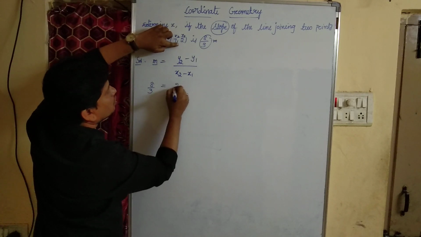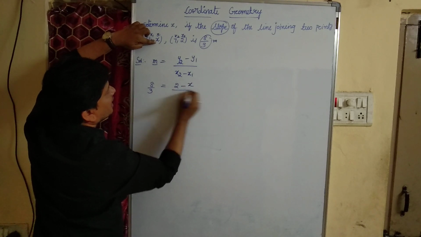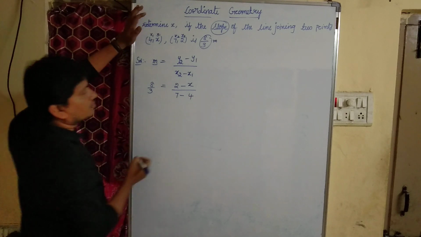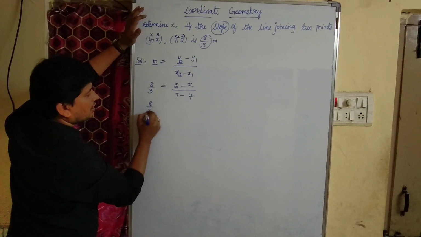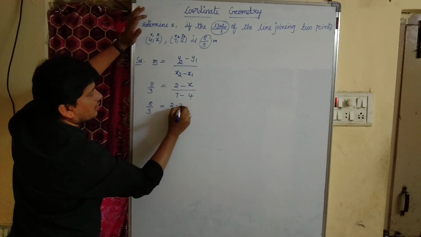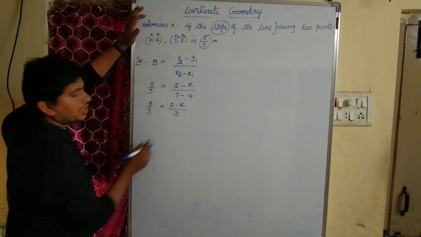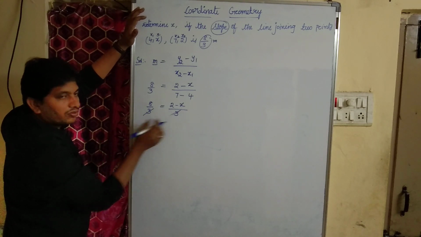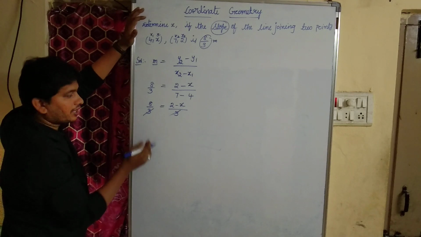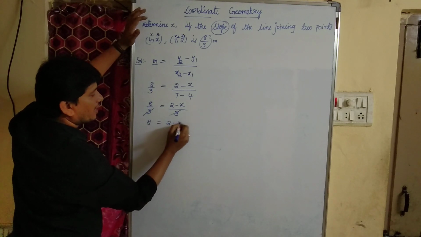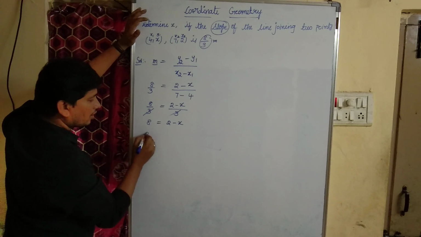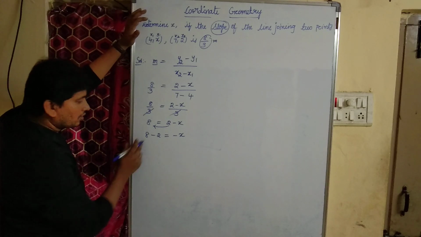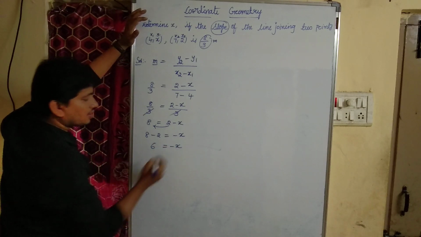As the value of y2 is 2, minus y1 value is x, divided by x2 value is 7 and x1 value is 4. So 8 by 3 equal to 2 minus x divided by 7 minus 4, 3. So I can cancel 3, 3. If they are same, I mean both are in the denominator, we can cancel. So 8 equal to 2 minus x, 8 minus 2, which is equal to minus x. 8 minus 2, that is equal to 6.